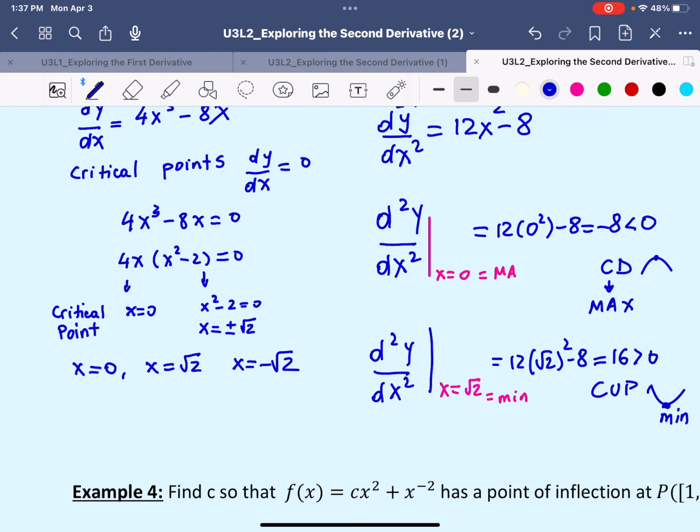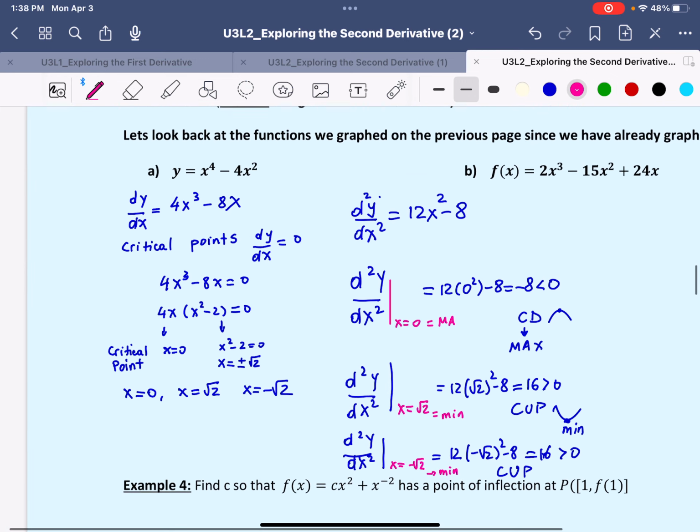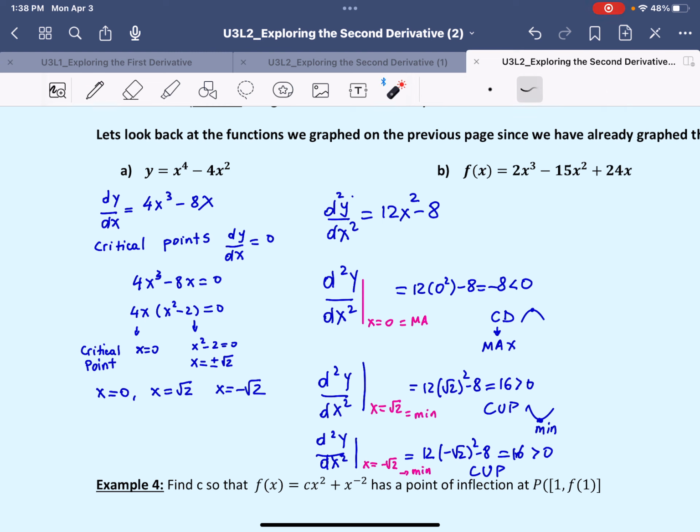And lastly, we're going to check the last point by finding the value of the second derivative at x equals negative root of 2. So that would be 12 times negative root of 2 squared minus 8, which will also be 16, a positive number, so that would be a cup, which means that again the function will present a minimum here. So this is how we use the second derivative test to identify whether the extrema represent either a maximum or a minimum.